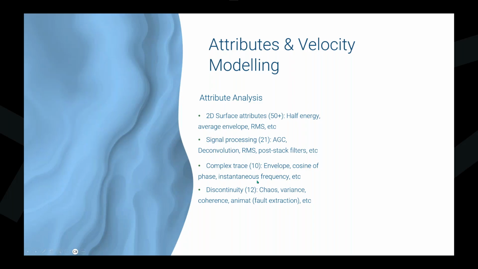Also, some discontinuity attributes. These are excellent to highlight faults. We have the classic chaos, variance, coherence. We have ADEMAT, which is an algorithm to automatically extract faults. It's very powerful. Then also we have structural attributes, kind of consistent dip, relative acoustic impedance, structural smoothing, etc.